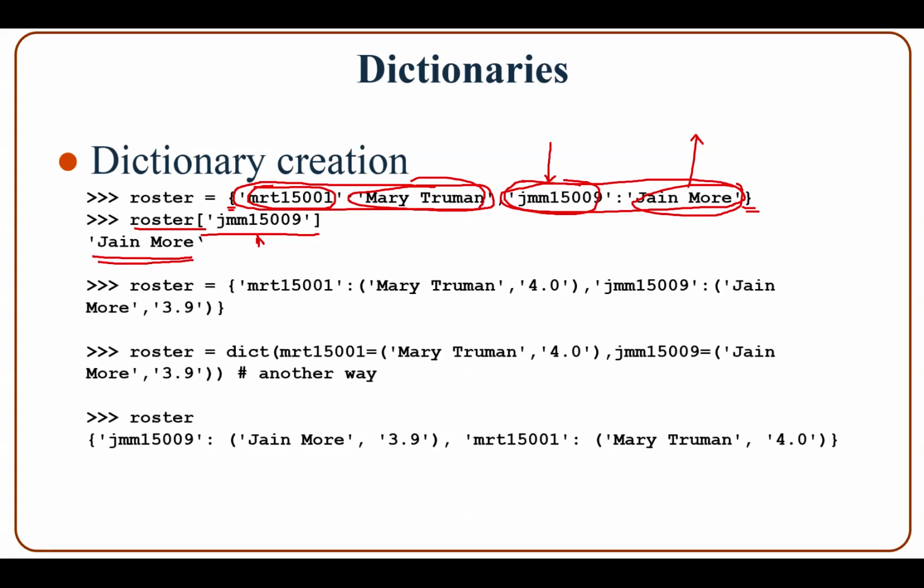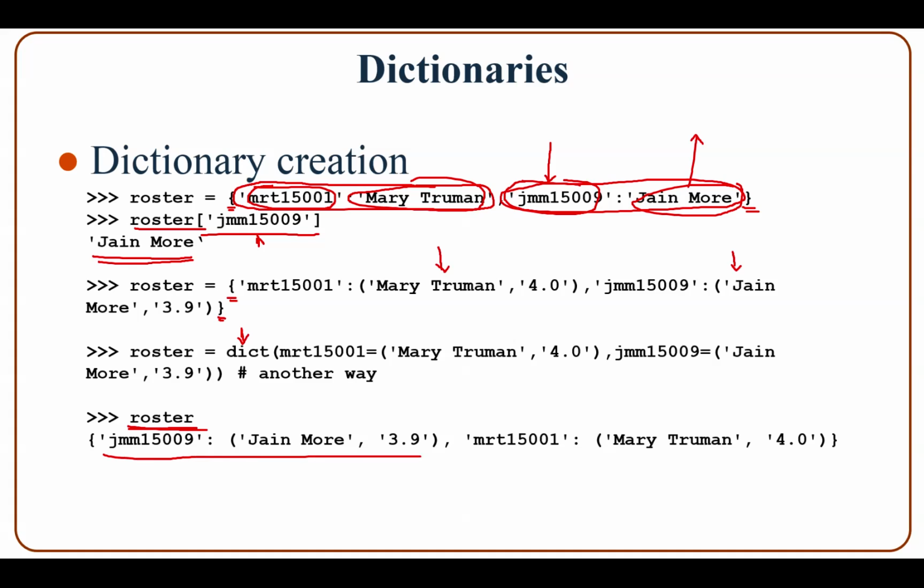Values can actually be tuples, in this case, you can see. You can use curly brackets to create dictionaries, and you can also use the dict function the same way. And this is actually another way of creating dictionaries. And later on, you type in, let's say, the name of the dictionary, and it shows you whatever it has.